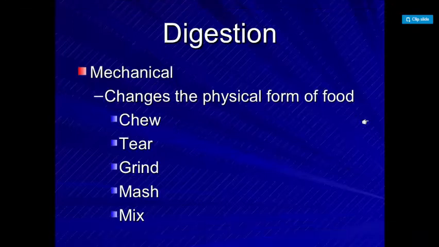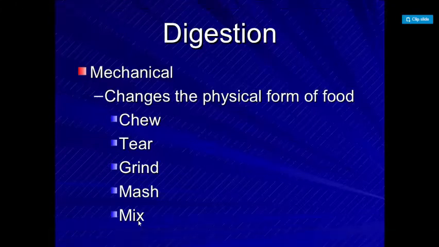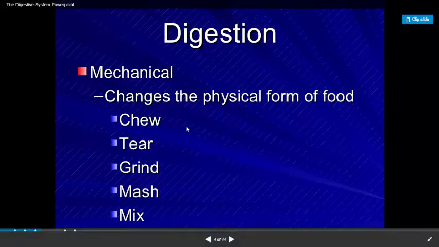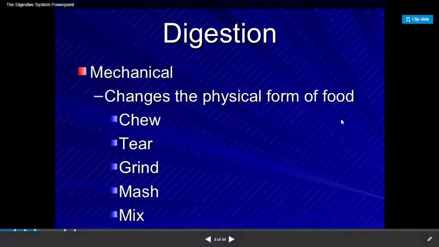What do we mean by mechanical? Mechanical means that it involves action. Let's see this. Chewing, action. Tearing, which you do with your teeth, action. Grinding, action. Grinding, mashing, and mixing mainly happen within your stomach, and some of it happens in your small intestine, but to a much lesser degree. So mechanical means the things that happen during digestion that are related to movement.